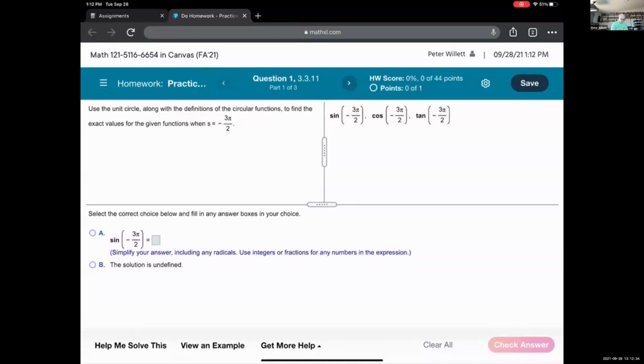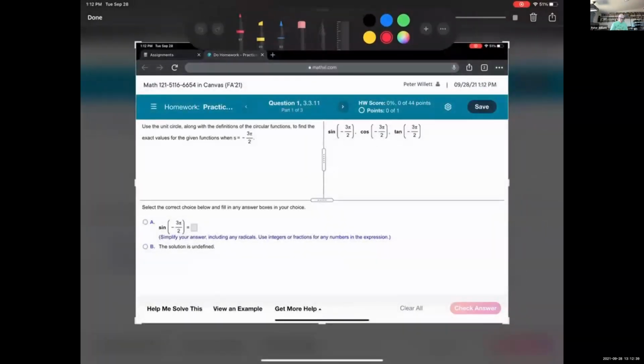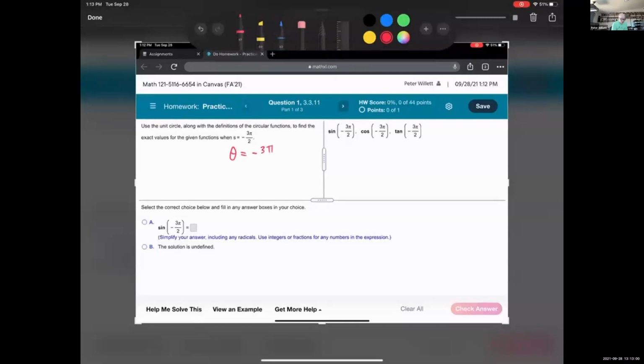The first thing I want to point out is when they say s equals -3 pi over 2, the s is referring to the arc length on a unit circle of how far you rotated to the right or to the left from the starting point. And so you can just think of this as being the same as theta when theta is in radians. And so we would try to figure this out by thinking, where would that be on a unit circle?